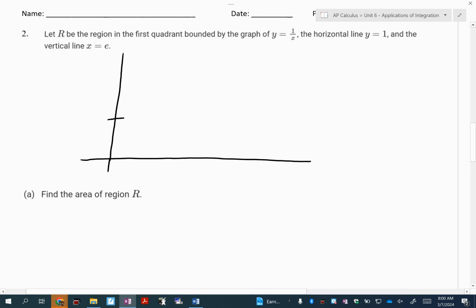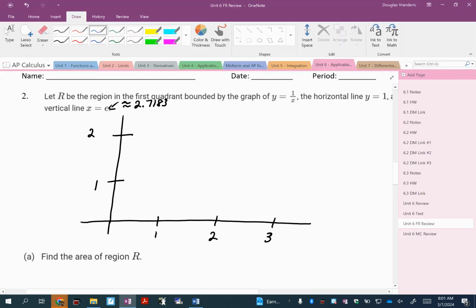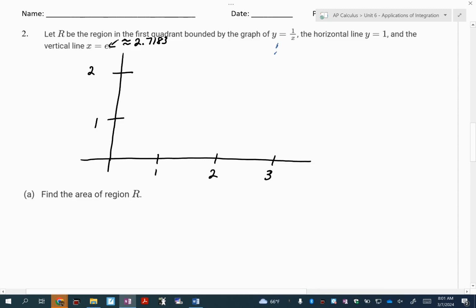If this is 0, 1, and 2, and this is 1, 2, I'm going to put 3 here, because I don't know if you know the approximation for e, but that's approximately 2.7183. So I'll draw that one first, right here, that's x equals e. It also gives us a horizontal line y equals 1, which is here. I probably should have left a bit more space there, but that's all right. I think we'll be okay.